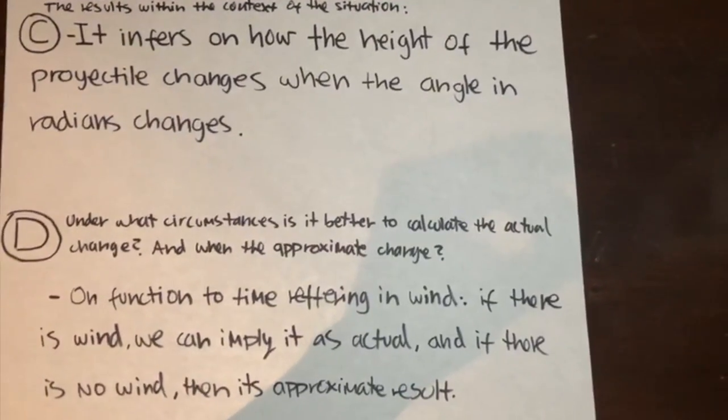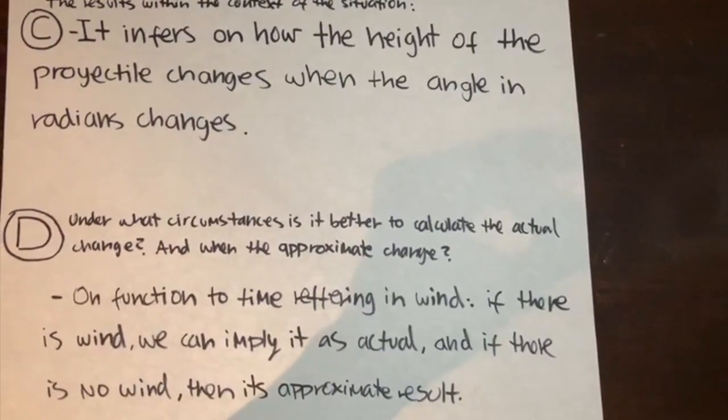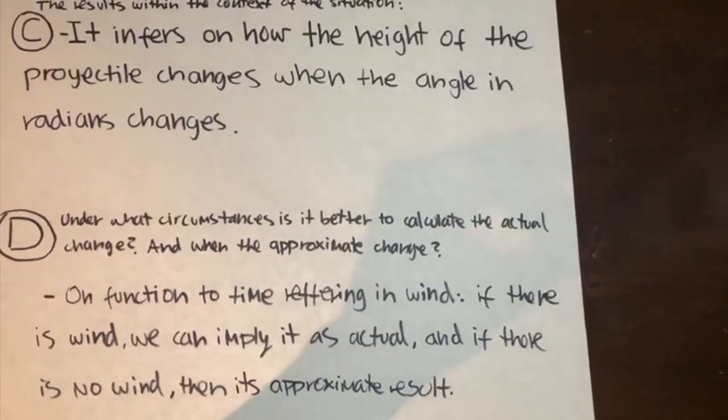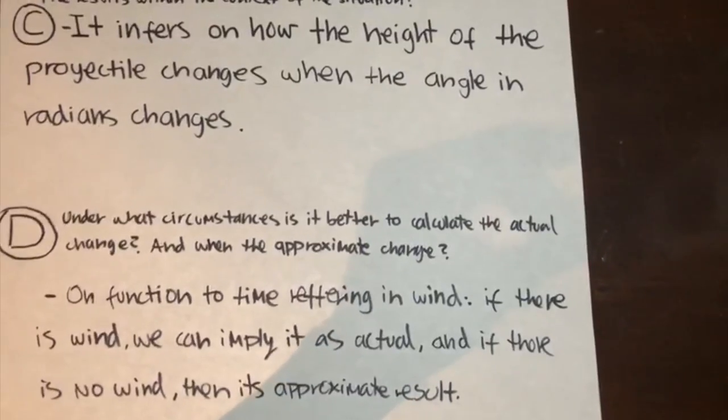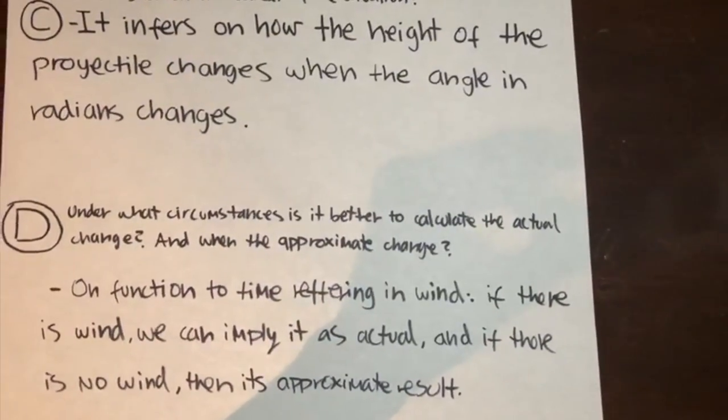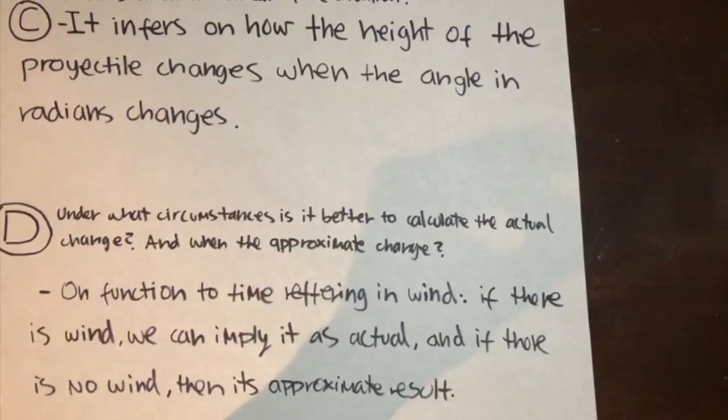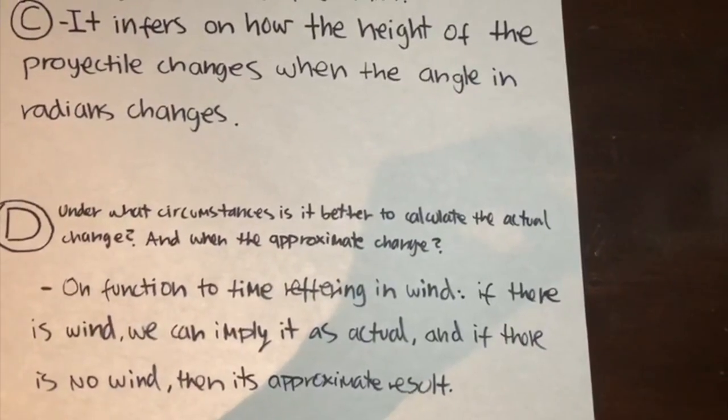And on D, the question is, under what circumstances is it better to calculate the actual change, and when the approximate change? We answered as a function of time, referring to wind. If there is wind, we can imply it is an actual change, and if there is no wind, then it's an approximate result.